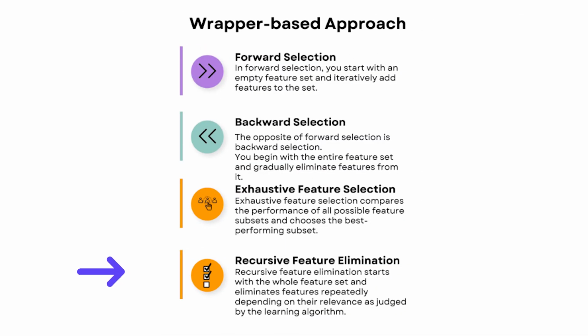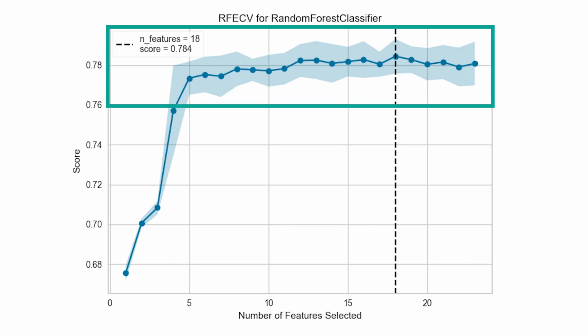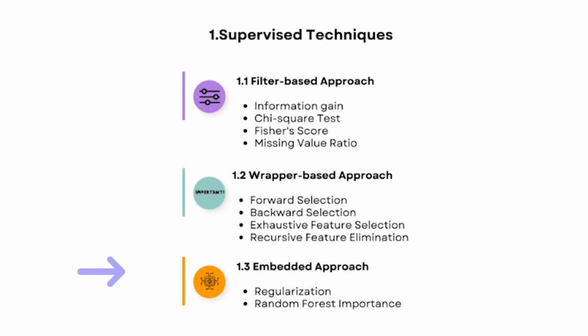The fourth technique is called recursive feature elimination. It's an approach that starts with a subset of features and then adds or removes features based off of their importance. Okay, so now let's talk about embedded approaches.